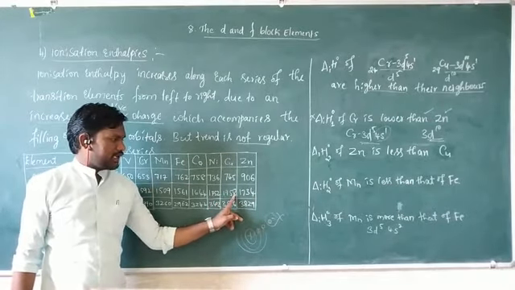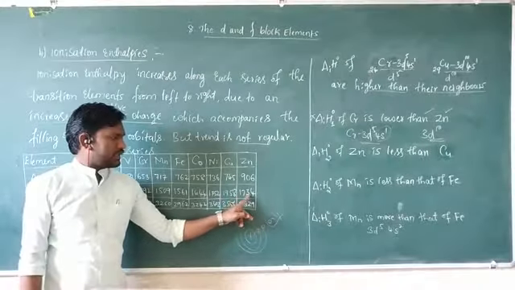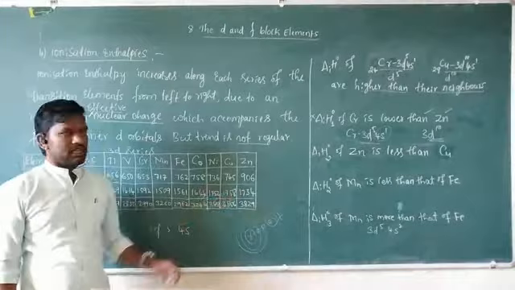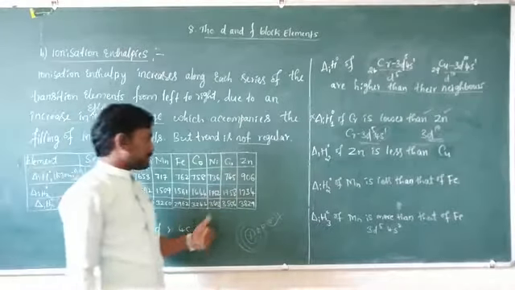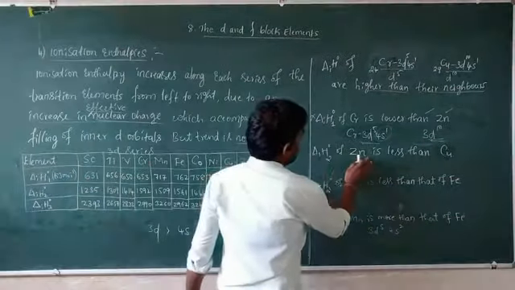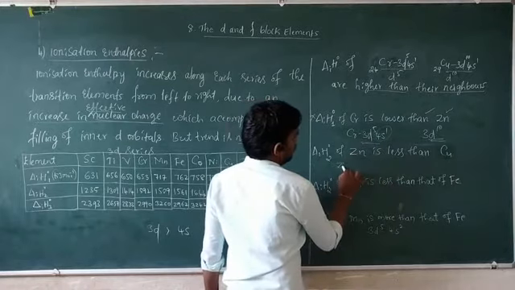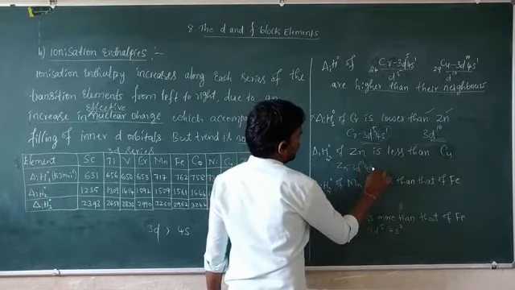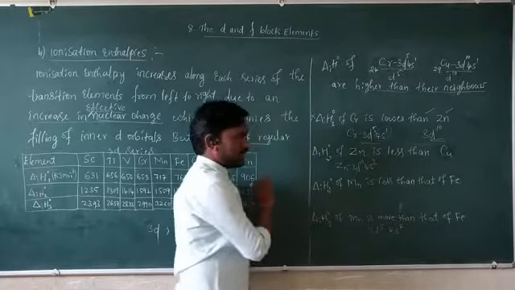1958 value is more than 1734. Why is it so? Copper is higher than zinc. See, in zinc it forms 3d10 4s2. This is the general electron configuration of zinc.